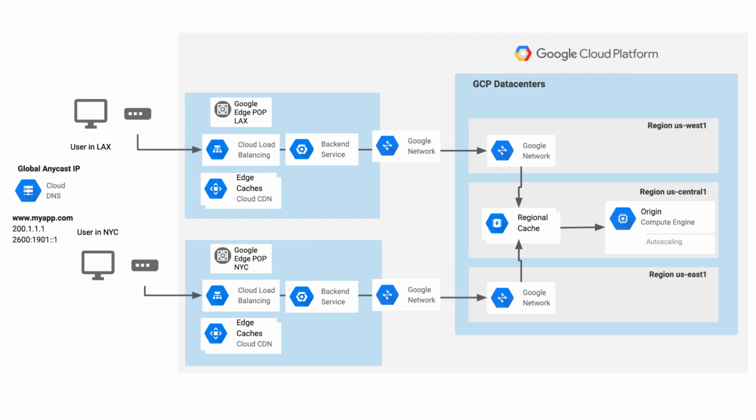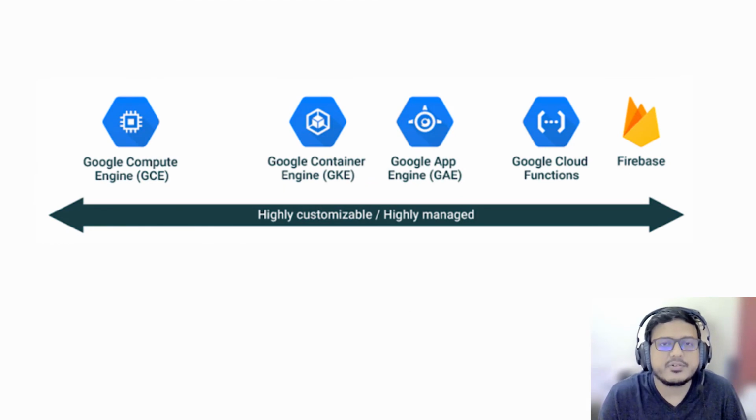Well, now that we are done with the network, let's talk a bit about the compute platform. Where can you run your applications in Google Cloud Platform? There are 4 places in Google Cloud where you can run your compute workloads. The first among them is Google Compute Engine. Then comes Google Kubernetes Engine, then Google App Engine, and Google Cloud Functions.